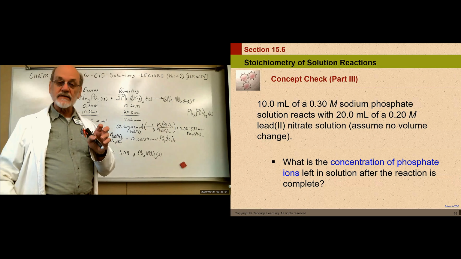Okay? So, how much phosphate do we begin with? For every 1 unit here, we have 1 phosphate. So we start off with 3 millimolar phosphate.